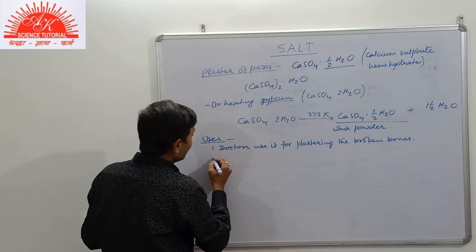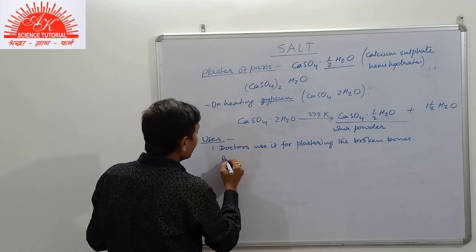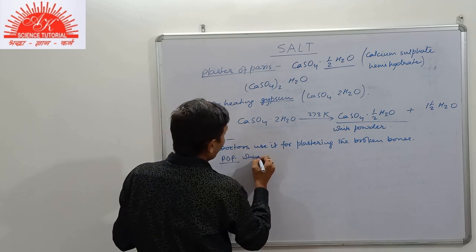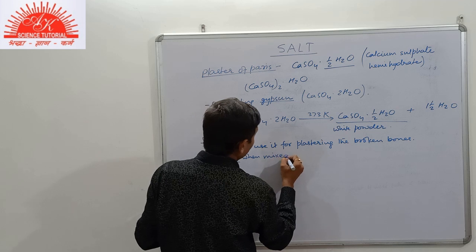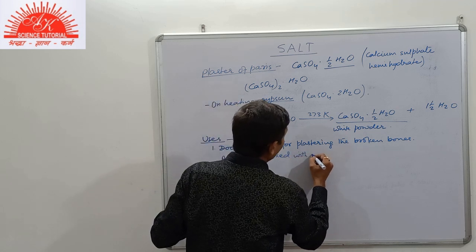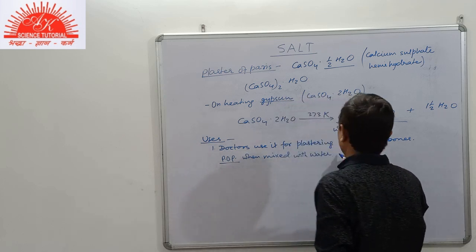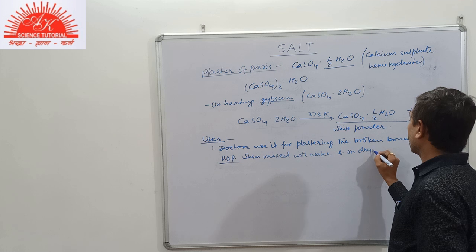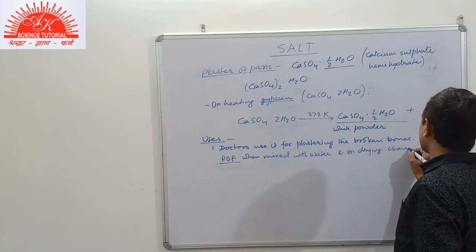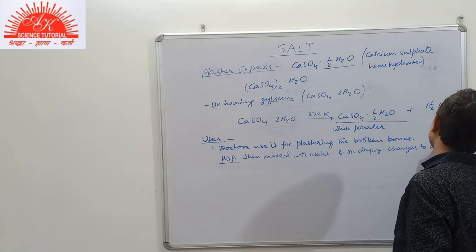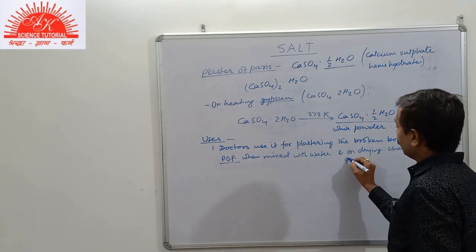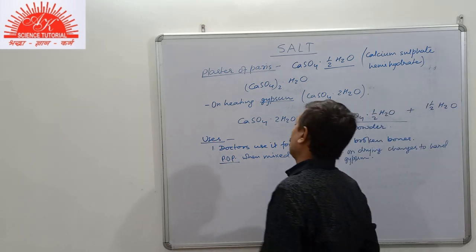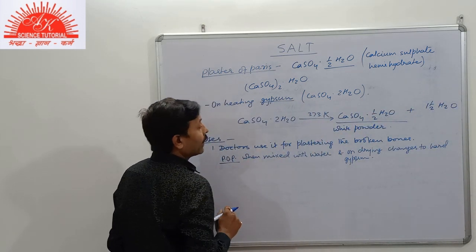So in short, it is also written as POP, plaster of Paris, when mixed with water and on drying, changes to hard gypsum. That is, again it becomes gypsum. So again a similar reverse reaction takes place.